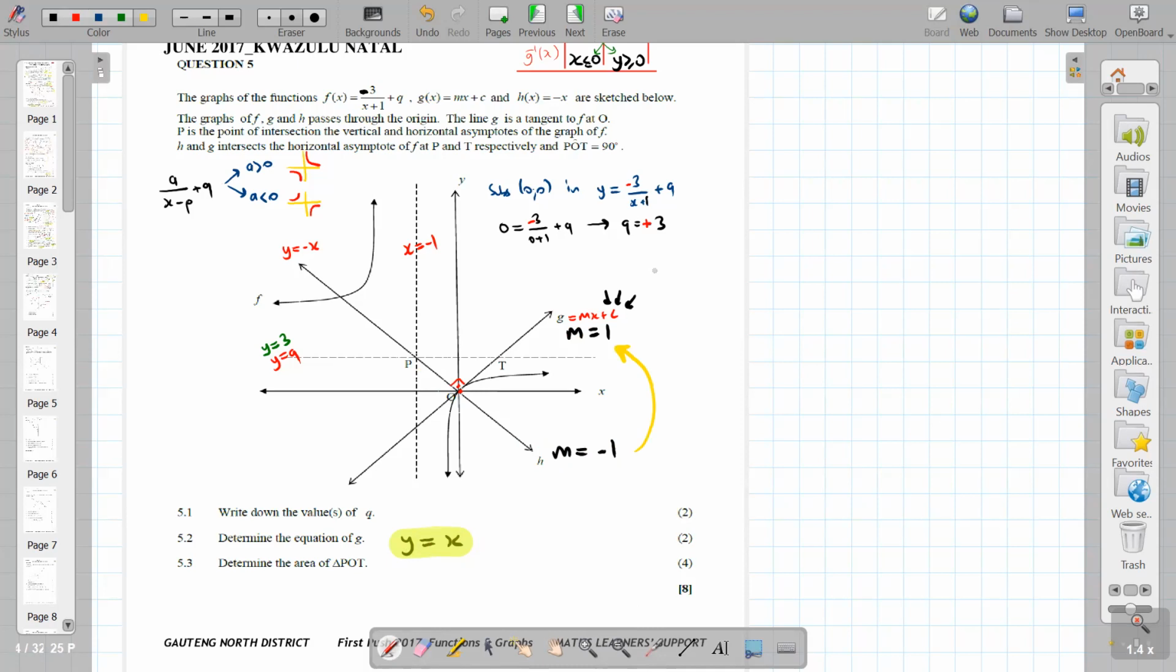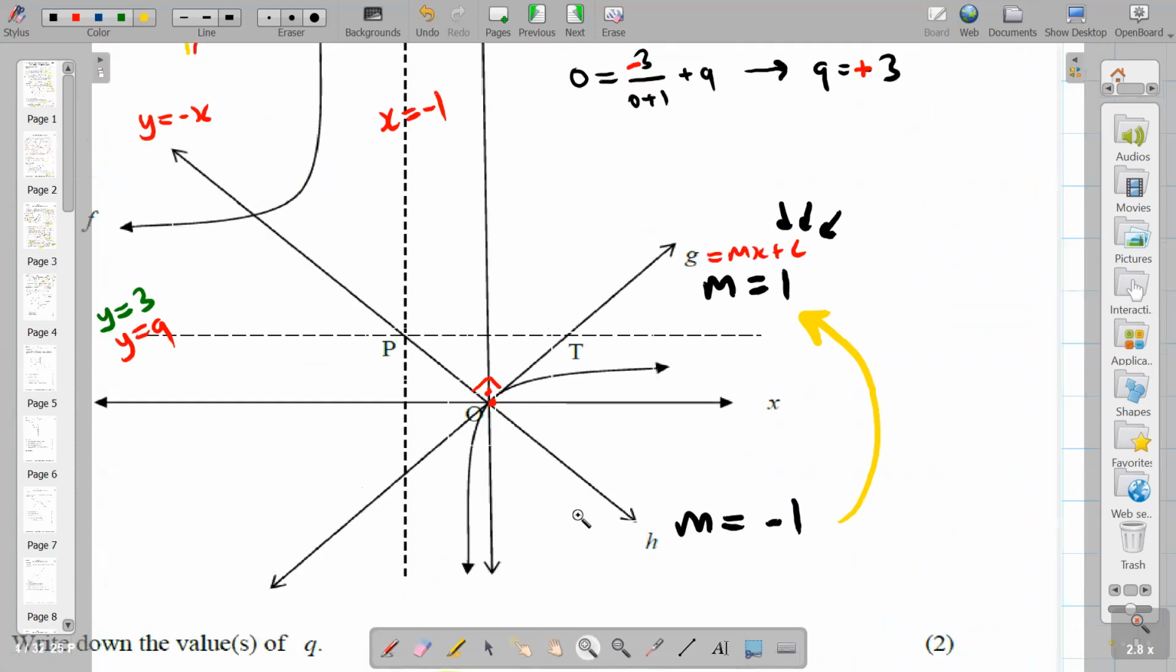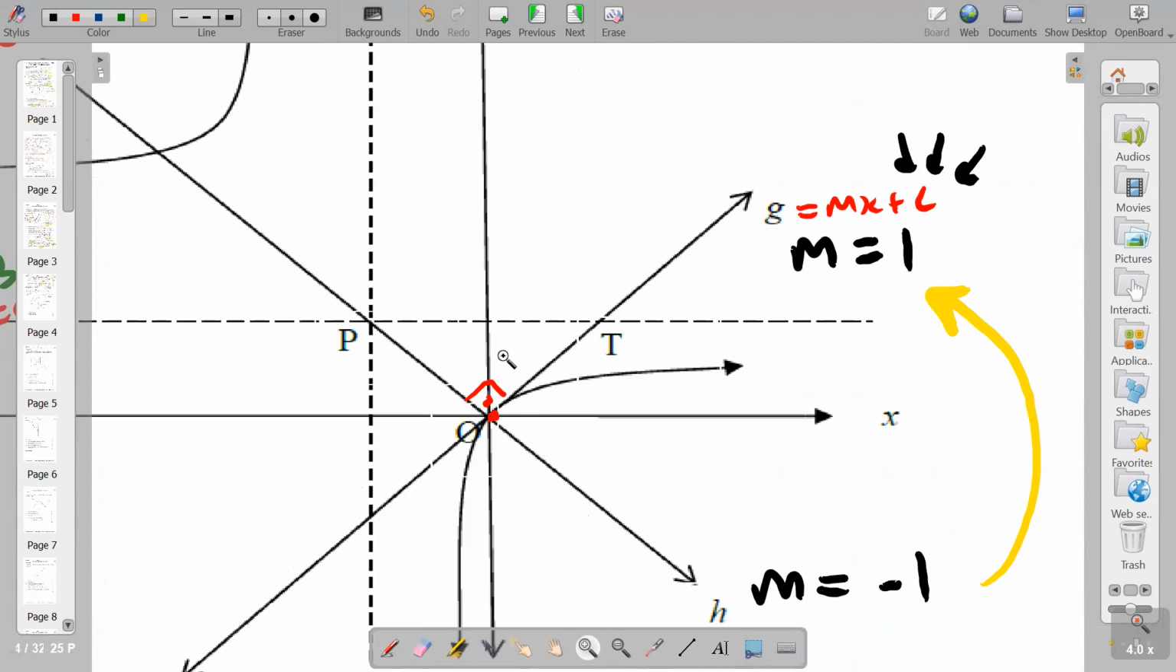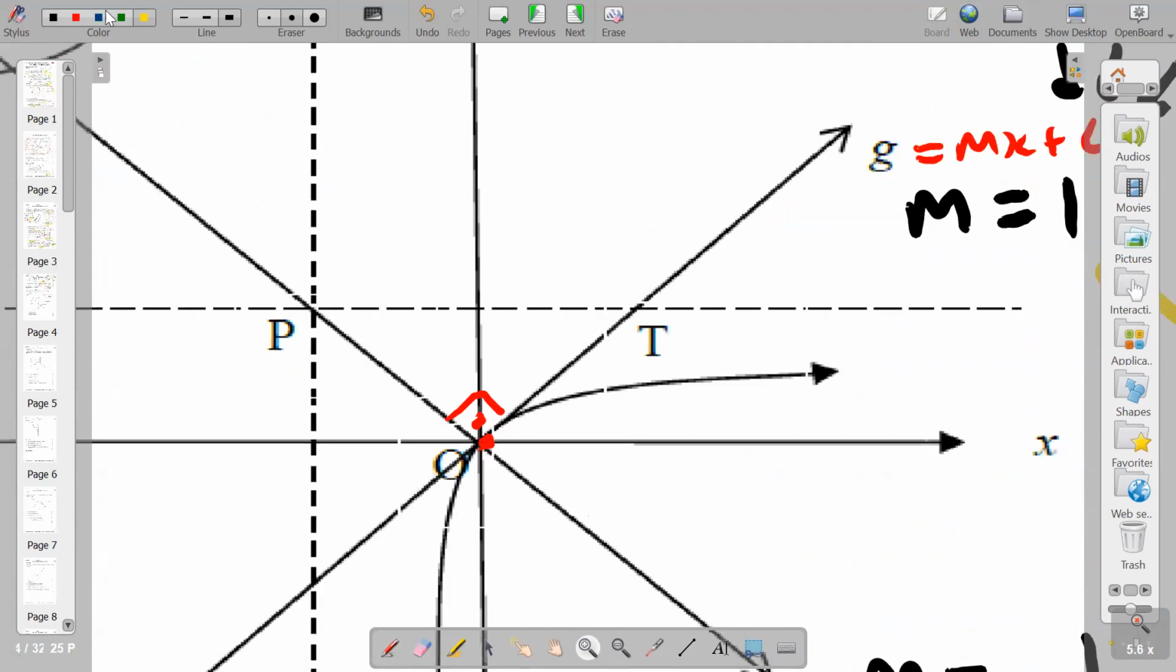Okay, and finally, they ask for the area of POT. Do we know the coordinates of P? Yes. And the coordinates of T? Not at the moment, but we can, because I know that line equation. So let's have the idea. What are the coordinates of P? It was -1 and 3.